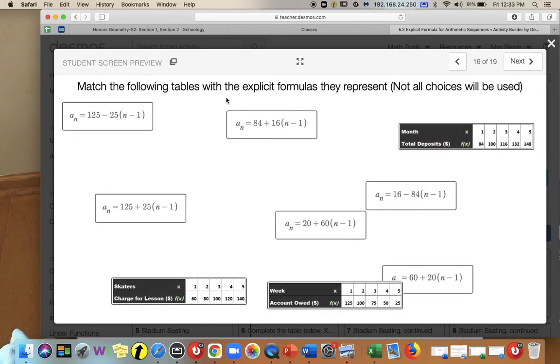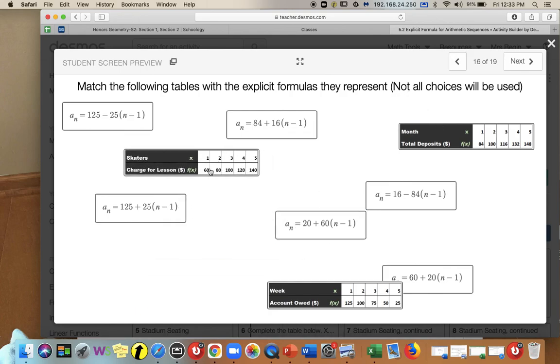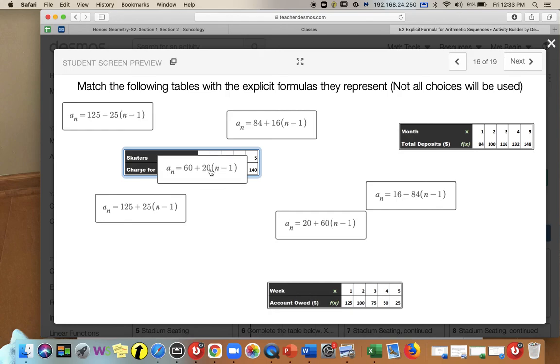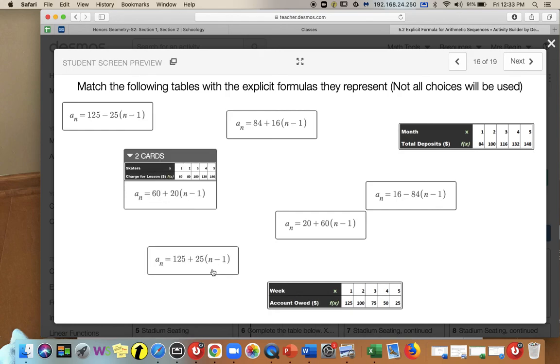Match the following tables with the explicit formulas that they represent. Not all choices will be used. All right, so I'm going to start with the table. So this is skaters charged, looks like $20 more for each lesson, and we start at 60. So here, this would match, right? We're starting with 60. We're adding $20 more a lesson. We'll overlap that, put them together.